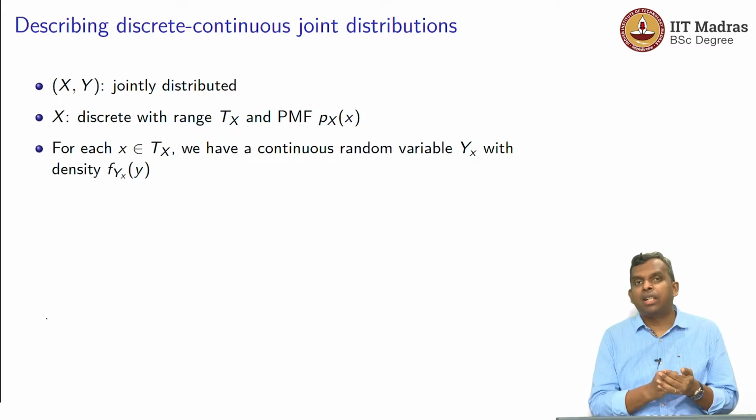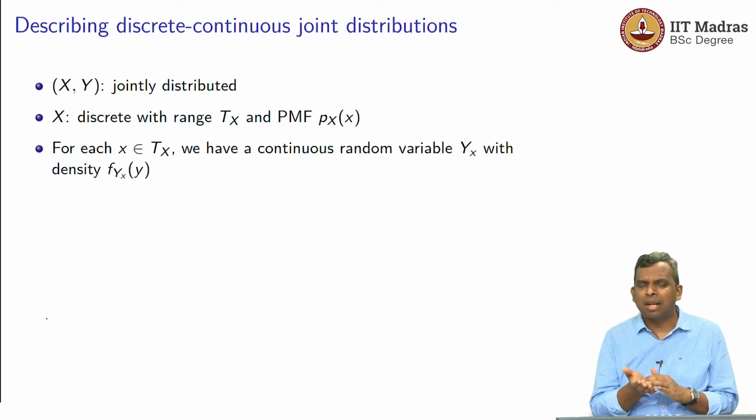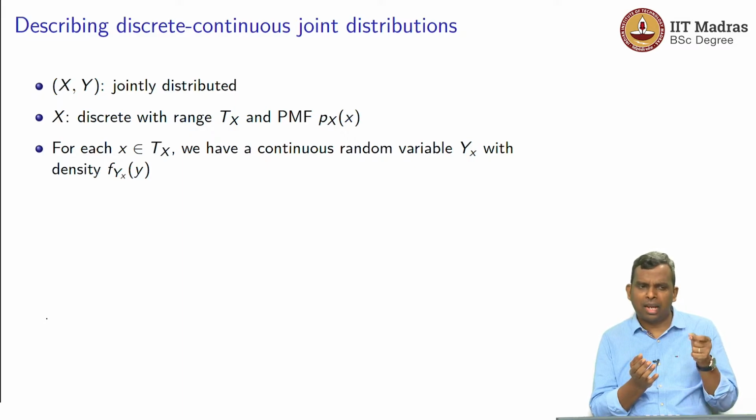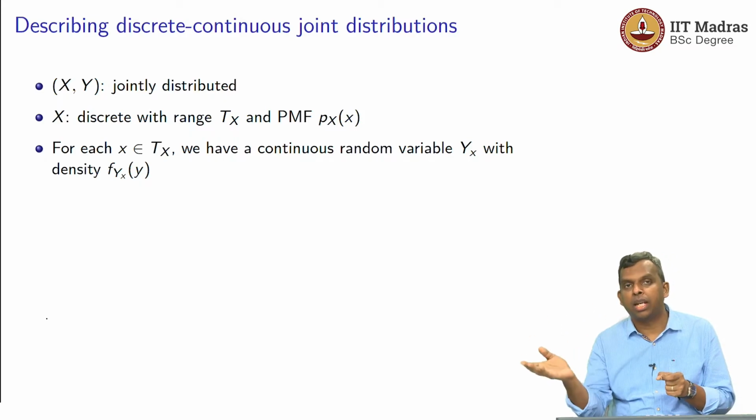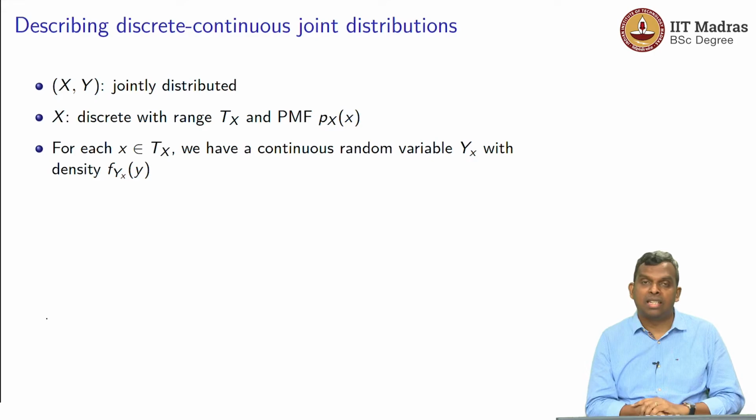For every value that X can take, every small x in the range Tx, you can actually have a continuous random variable. I'm calling it Y sub small x, as in if capital X were to be equal to small x, then Y would be distributed like Yx. So you can always say that.